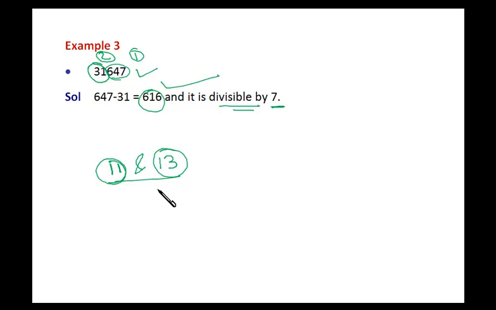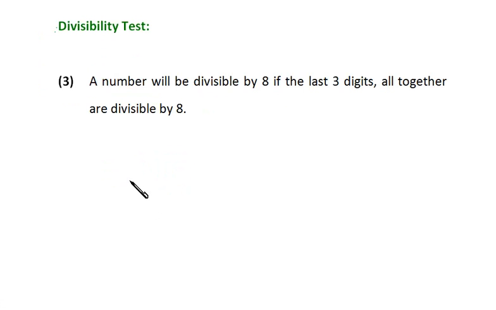Okay, now friends, we'll talk about the divisibility rule of the number 8, right? A number will be divisible by 8 if the last 3 digits all together are divisible by 8. Remember, the last 3 digits all together should be divisible by 8.